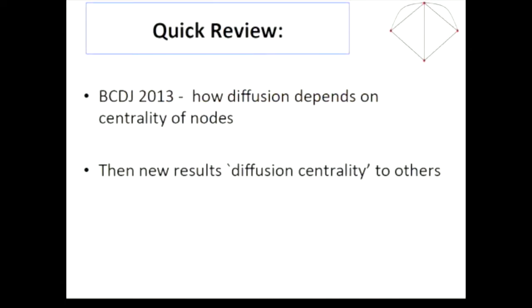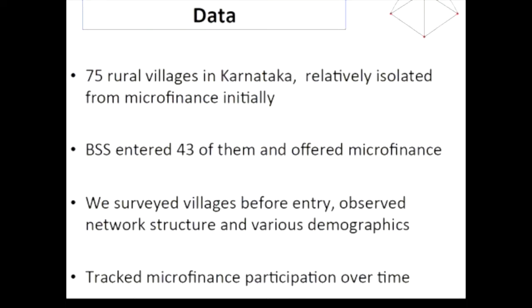So this is the paper. The information diffusion work is a paper we published last year. So there's the 75 villages. This bank, BSS, entered 43 of them and offered microfinance. Eventually, they came to a bunch past that, but we're going to work with the 43 villages that they had entered up through about 2011. We surveyed the villages before entry, observed network structure, and then we tracked the microfinance.